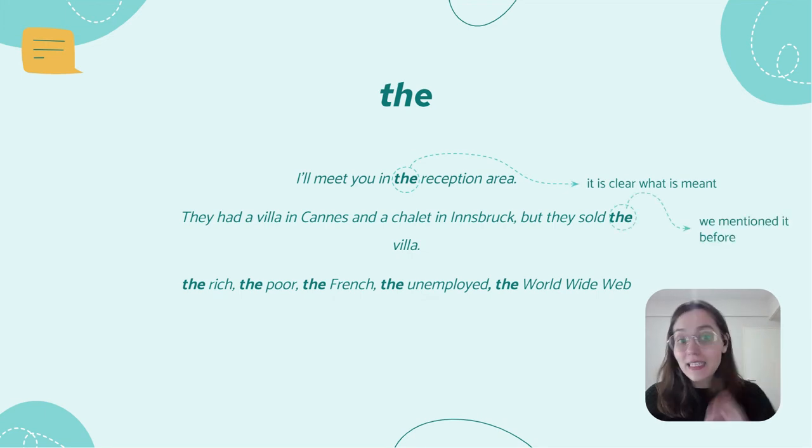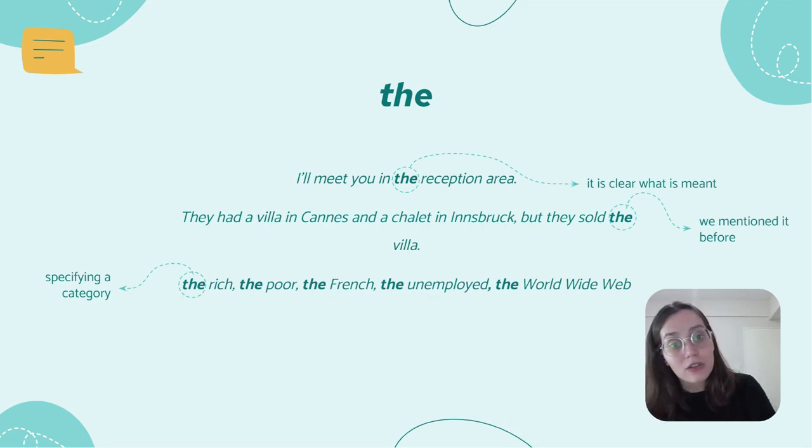In the second case, it is clear as well, but because I have mentioned it before. See that the first time I made reference to the villa, when I introduced it, I did so by means of a. They had a villa, one of many villas that I assume there are. But now I'm talking about the one that they sold. So it's a particular one. This villa was sold. The villa, the one I said before. Their villa. And in the last one, they introduce a category marked by means of an adjective. They're rich, they're poor. This is a group, a category.